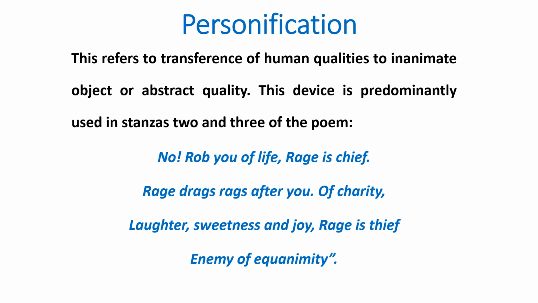Then we have personification. Personification simply means transference of human qualities to inanimate objects or abstract qualities. When human attributes are transferred to non-living things, we say it is personification. Now, what is personified in this poem is rage. This device is predominantly used in stanzas 2 and 3 of the poem.